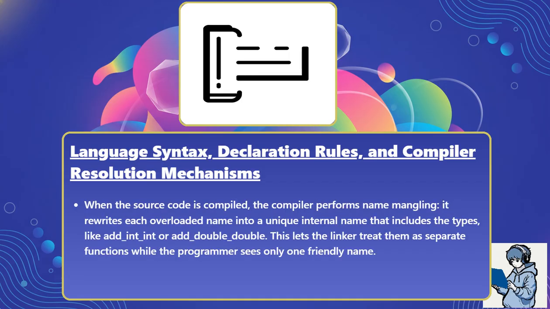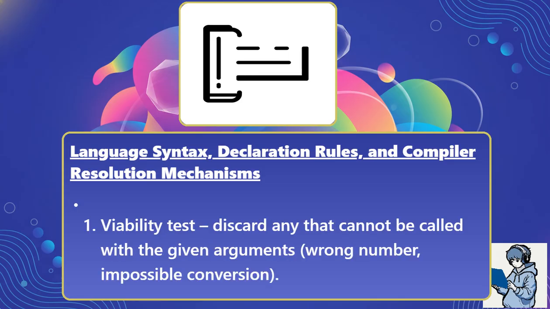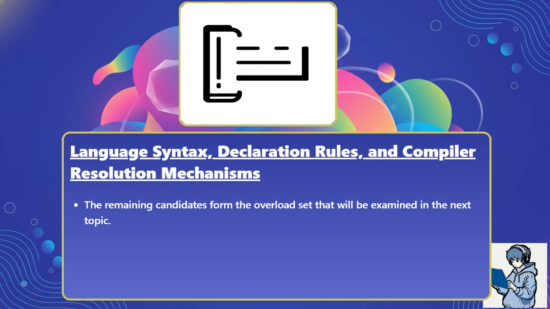When the source code is compiled, the compiler performs name mangling. It rewrites each overloaded name into a unique internal name that includes the types, like add_int or add_double. This lets the linker treat them as separate functions, while the programmer sees only one friendly name. The resolution mechanism works in two steps. Step 1, lookup, find all functions with the requested name in the current scope. Step 2, viability test, discard any that cannot be called with the given arguments, wrong number, impossible conversion. The remaining candidates form the overload set that will be examined in the next topic.